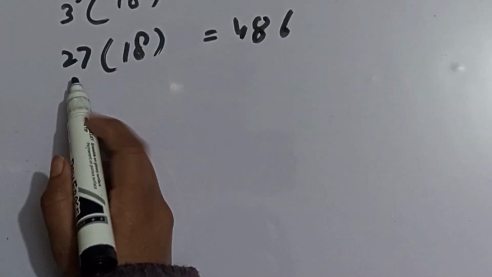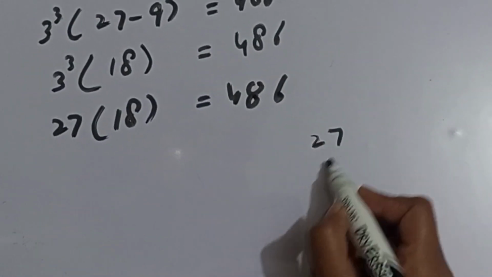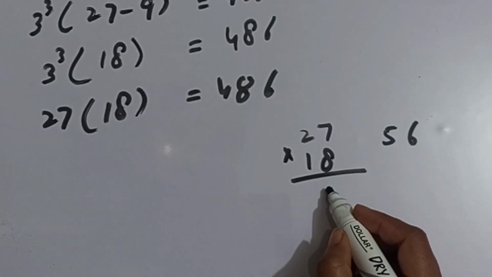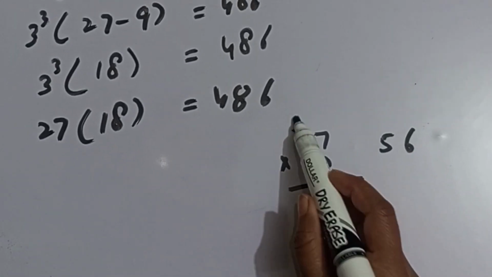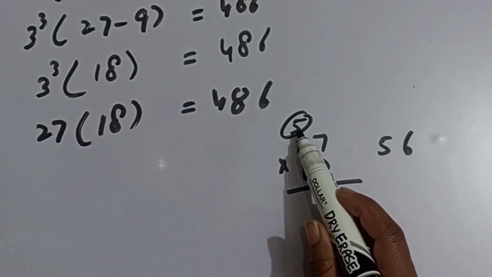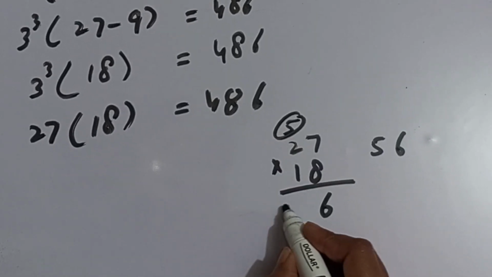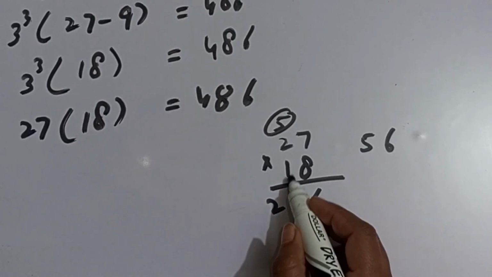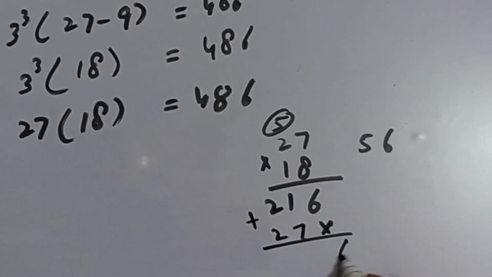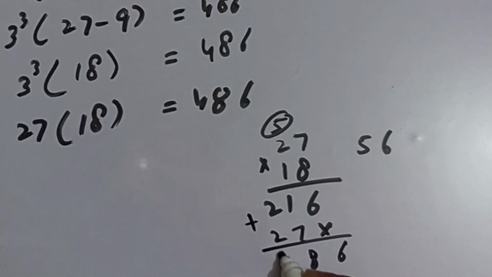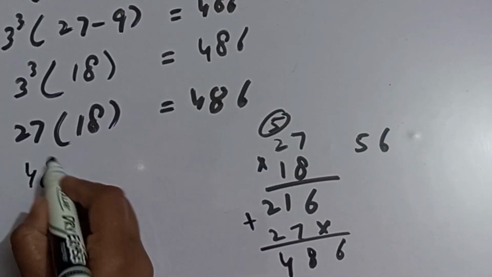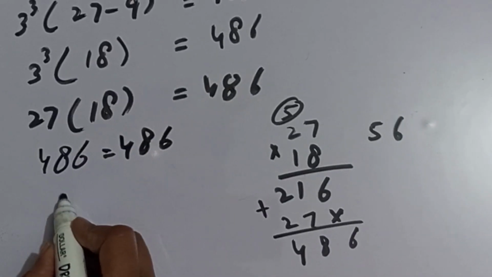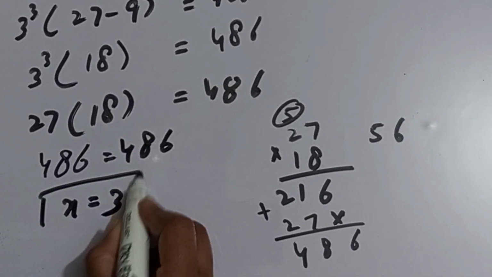Now we multiply this 27 by 18. 8 sevens are 56, so here we write 6 and 5 carry. 8 twos are 16 and plus 5 is 21. And 1 sevens are 7, 1 twos are 2. Now we add. This is a 6, 7 plus 1 is 8, and 2 plus 2 is 4. So this is our 486, and the right hand side is also 486. So we verify, and in our question x is equal to 3, and we have done.